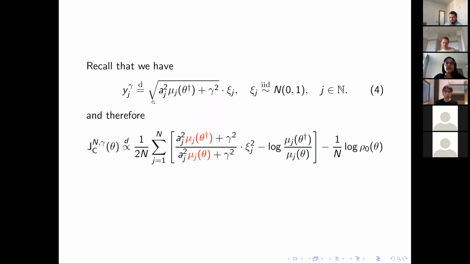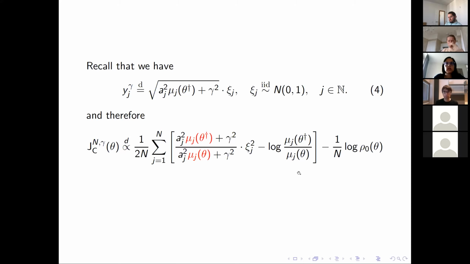And so now recall that we have this frequentist assumption of the data being generated by some ground truth hierarchical parameter. So that means that my data points coincide in distribution with the following quantity. So a_j were the eigenvalues of this A operator, the eigenvalues of the prior covariance, and then my noise level, and ψ_j's are IID white noise.